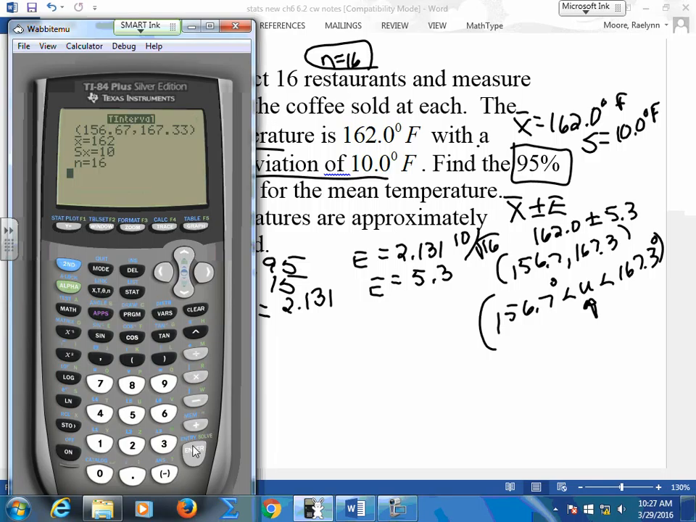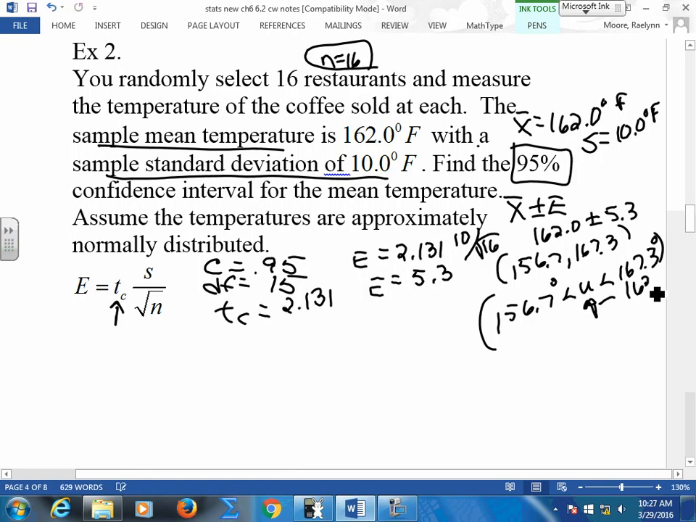Now, there's my interval. I rounded to the tenths. So if you just round to the tenths, now you can still work yourself backwards. You can take this high one, you can subtract your mean. There's your margin of error. You can still use your calculator and work yourself backwards. Just like we did with your ZC.